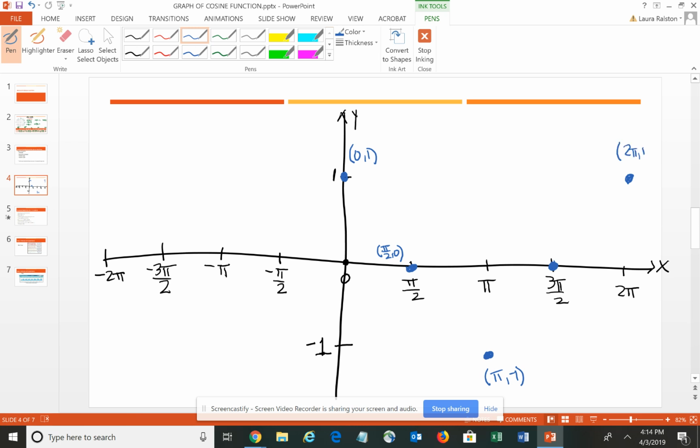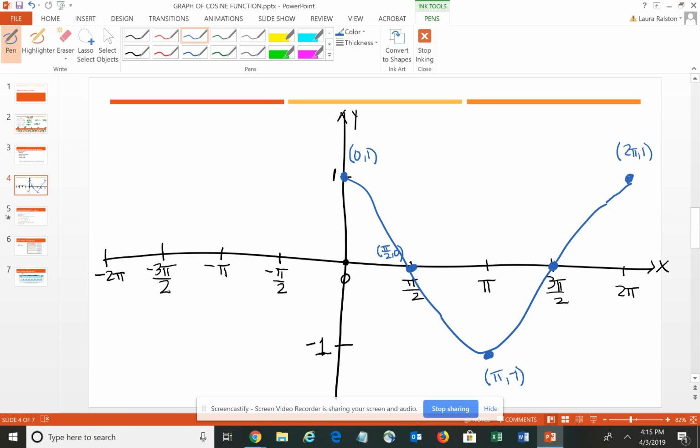And then if you connect the dots with a smooth curve, you basically get this curve here. Okay, so that's the basic cosine curve. Again, notice with cosine, it begins and ends at your maximum of 1. Halfway, it's at your minimum, and you have zeros in the other spot. So it's maximum, 0, minimum, 0, maximum.